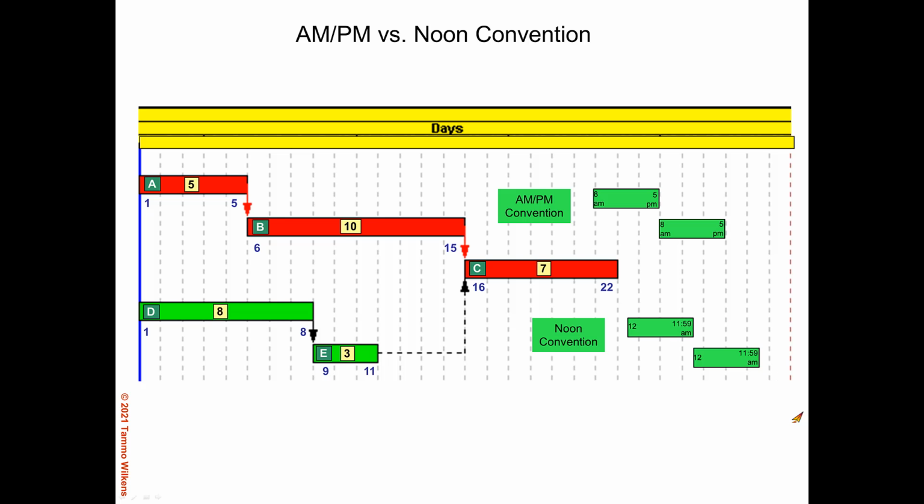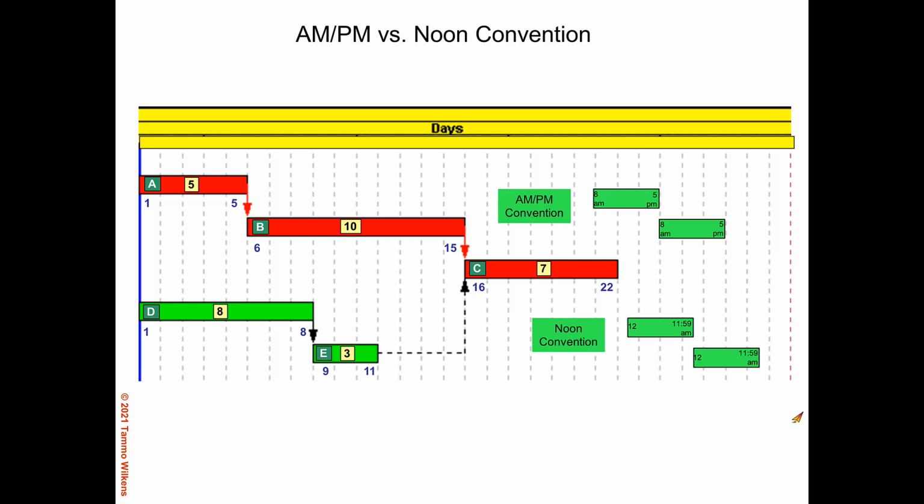Let us consider the AM-PM versus noon convention. Most scheduling practitioners prefer the AM-PM convention. And what that means, as shown in the upper right area of the bar chart there, is that activities begin at 8 a.m. in the mornings and end at 5 p.m. in the evenings on a normal working day. So the predecessor activity here finishes at 5 p.m. on a certain day, and the successor starts the following morning.